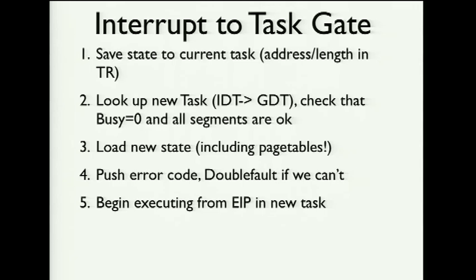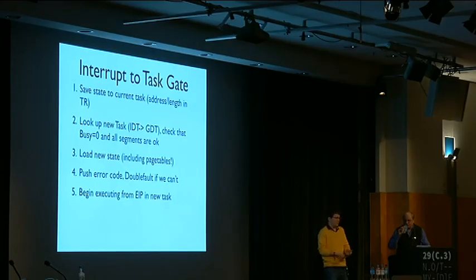Then it performs... actually, they wanted to prevent you from looping these faults, as I'm going to do, because they anticipated something nasty was going to happen. So they added a flag that says, is this task currently busy? If yes, don't switch to it. So we need to check that this busy flag is cleared and that all of the segments that are in there appear to make sense.